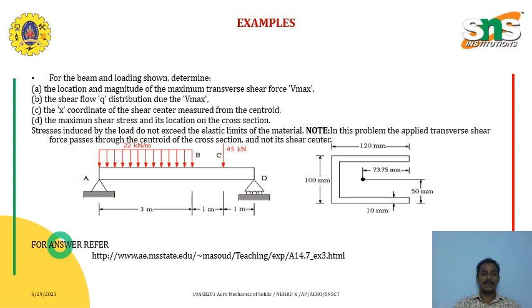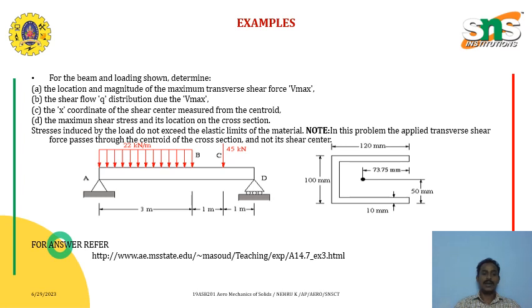So for example, let us take a beam having a fixed support at one end, and the UDL load is 22 kilonewton per meter, and the point load acting at the point C is 45 kilonewton, and the cross section is a channel section. So here we have to find the shear center location, the shear flow, and the bending stress values.